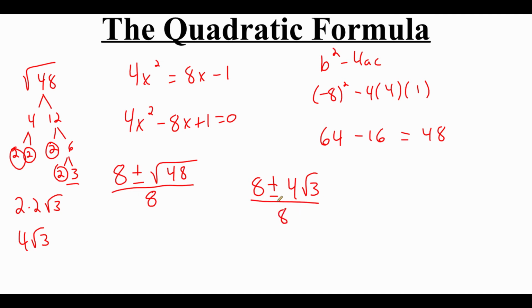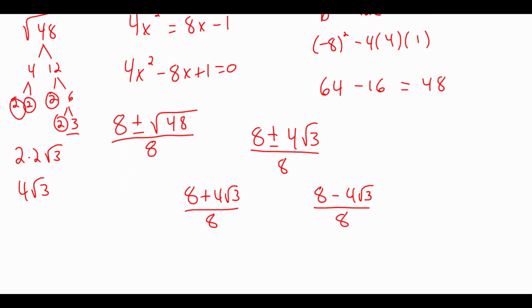Now I'm going to take and split these fractions up. So I'm going to have 8 plus 4 root 3 over 8, and we'll also have 8 minus 4 root 3 all over 8. But we're going to reduce down these fractions.